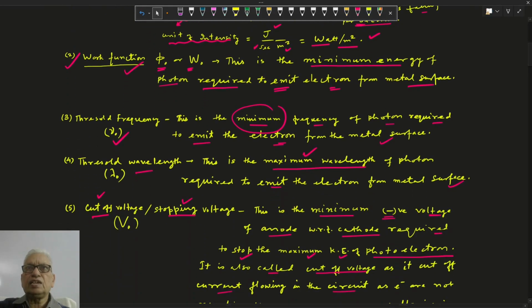Work function. Here the work function is denoted by phi naught or W naught. It is the minimum energy required of the photons to emit an electron from the metal surface. Threshold frequency: the minimum frequency required to emit an electron from the metal surface. Threshold wavelength: this is the maximum wavelength of the photon required to emit an electron from the metal surface.